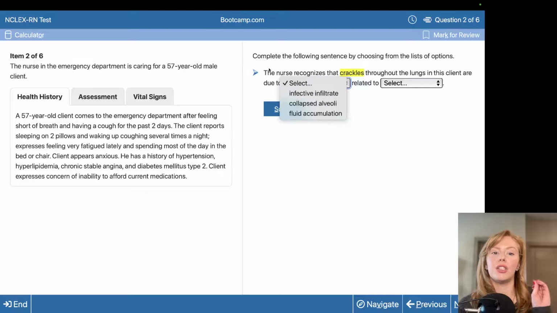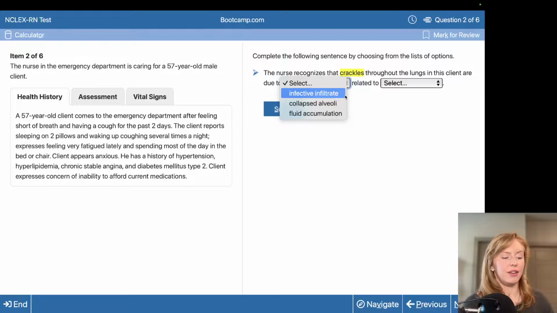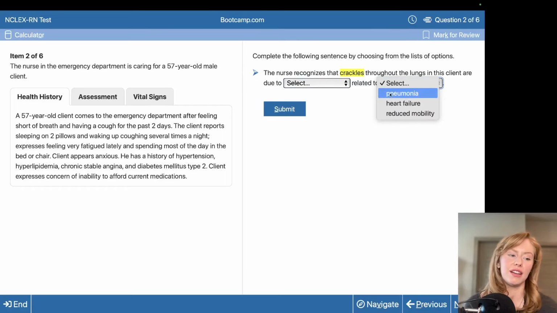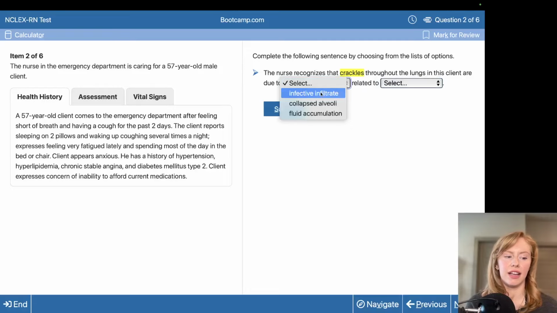And in this client, do you guys think that these crackles are due to an infective infiltrate? Yes or no? Infective infiltrate is just a fancy word for pus, right? If we've got pus, infectious material in the lung, obstructing the airflow, which condition would infective infiltrate be related to, you think? Pneumonia, heart failure, or reduced mobility? Good, you guys are saying no. I agree, I don't think so either. Of these conditions, we talked about pneumonia being the infectious one, right? So I don't think it's that in this client. I agree with you guys.